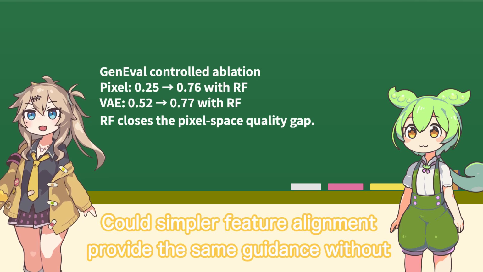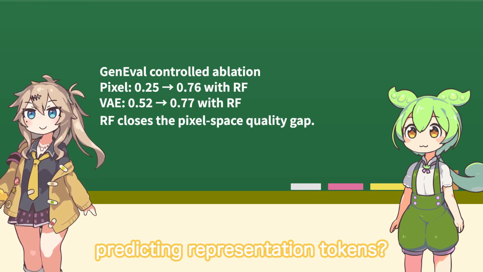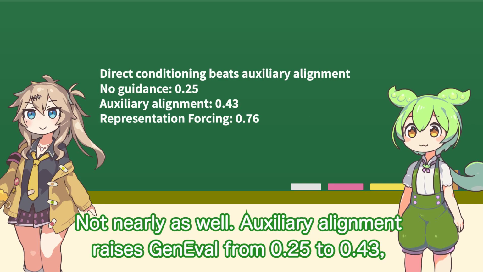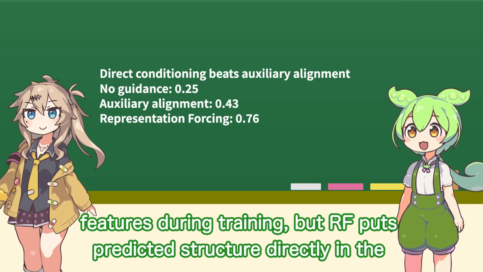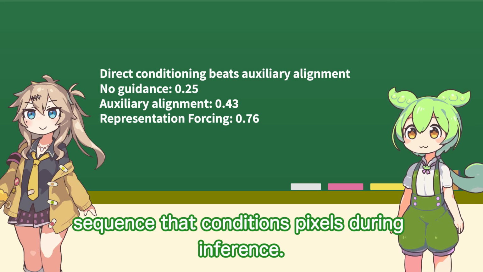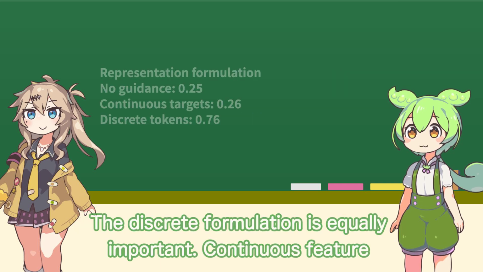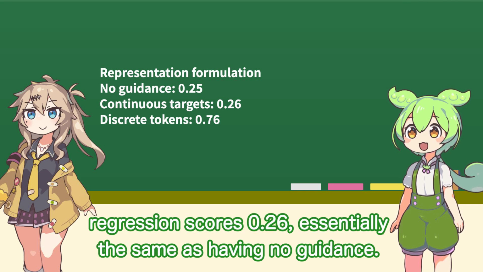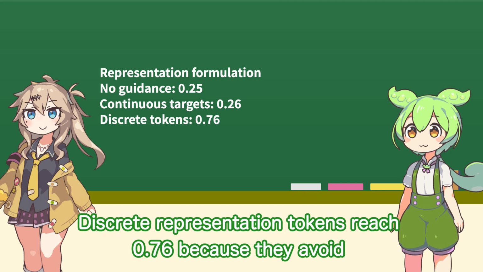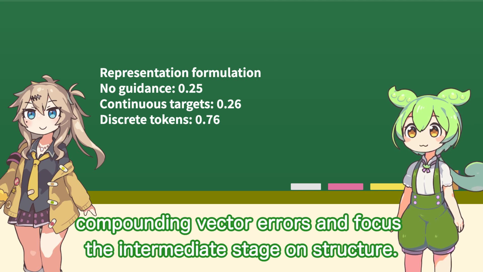Could simpler feature alignment provide the same guidance without predicting representation tokens? Not nearly as well. Auxiliary alignment raises GenEval from 0.25 to 0.43, while representation forcing reaches 0.76. Alignment shapes internal features during training, but RF puts predicted structure directly in the sequence that conditions pixels during inference. The discrete formulation is equally important. Continuous feature regression scores 0.26, essentially the same as having no guidance. Discrete representation tokens reach 0.76 because they avoid compounding vector errors and focus the intermediate stage on structure.